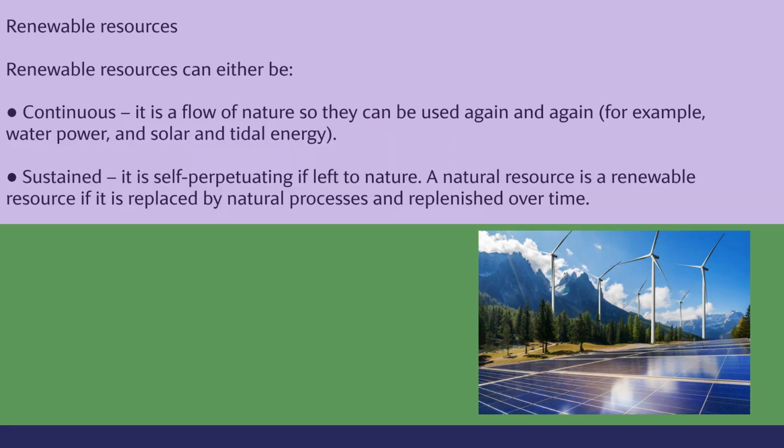Renewable resources can either be continuous or sustained. Continuous, it is a flow of nature, so they can be used again and again. For example, water power and solar and tidal energy. Sustained is self-perpetuating if left to nature. A natural resource is a renewable resource if it is replaced by natural processes and replenished over time.